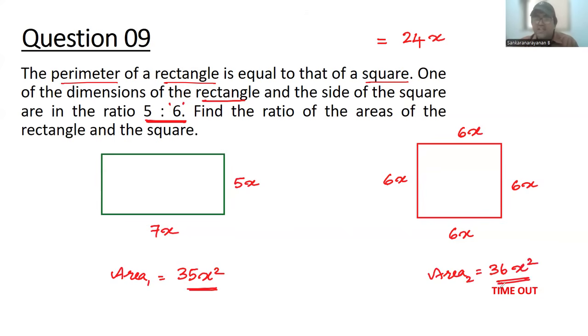They are asking us to find the ratio of these two areas, how much it will come. I can say my answer, it will come here as 35 is to 36. Got it? So that is going to be my final answer for this question. The ratio of the areas of the rectangle and the square. You have to be very careful there. If they had mentioned square and the rectangle, then the answer would have been 36 is to 35. Here it is 35 is to 36. That is going to be the answer.